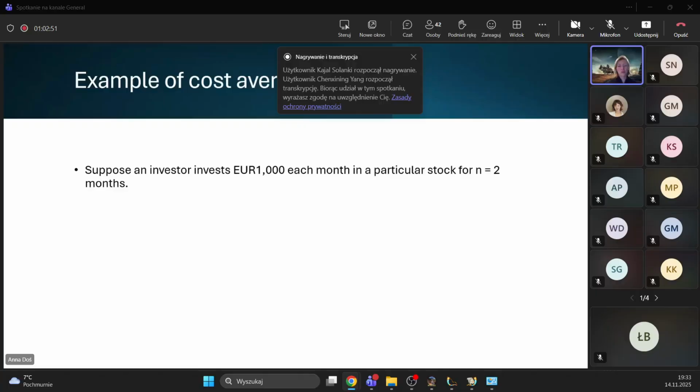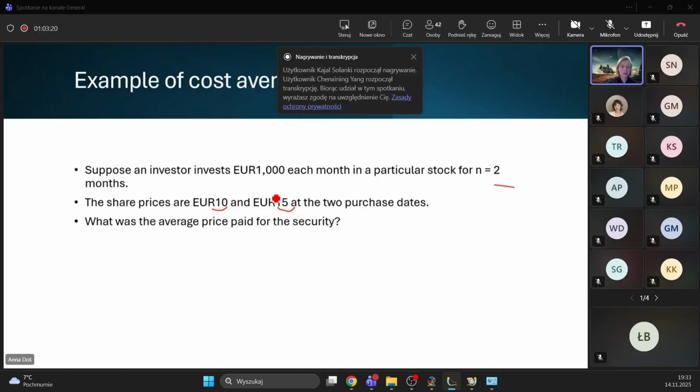We have an investor that invests €1,000 each month in a particular stock, and we have a time period of 2 months. Okay? The share price in the first month will be €10, and in the second month it will be €15 on the 2 purchasing dates. So it can actually be Advanced Micro Devices, because the price jumped by 50% in October. Okay? So the question is, what is the average price paid for the security?